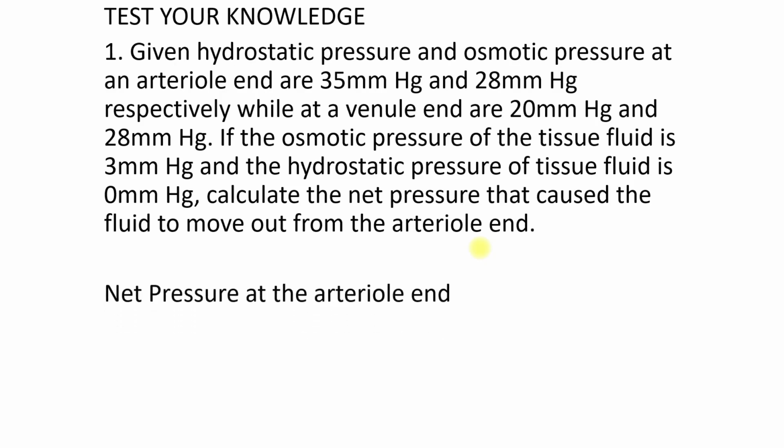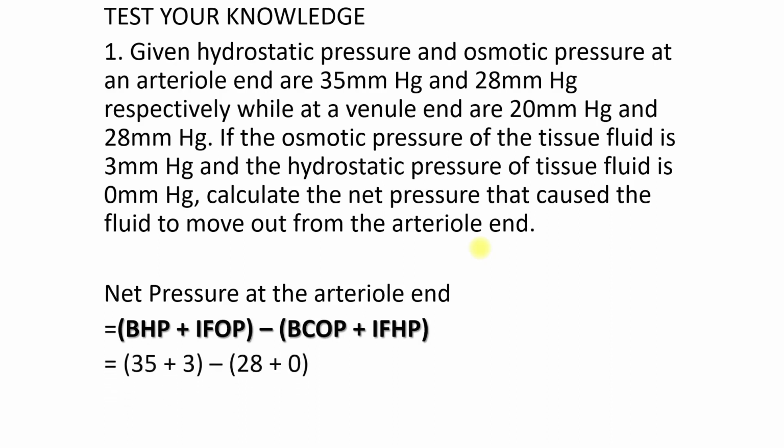So net pressure at the arterial end equals, all right, this was the given formula. It's best if you can memorize this formula or understand it better. So we have 35 plus 3 minus 28 plus 0, and eventually you get 10 millimeter mercury. Did you get that correct? Good, congratulations. If you got it correct, it means you understood.